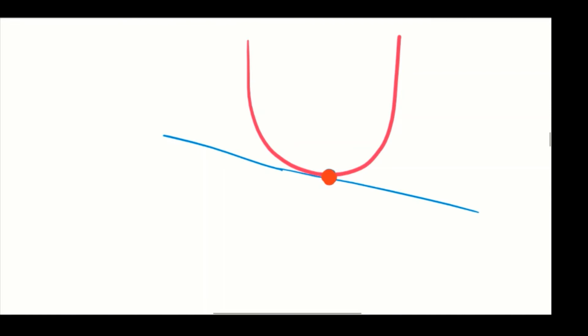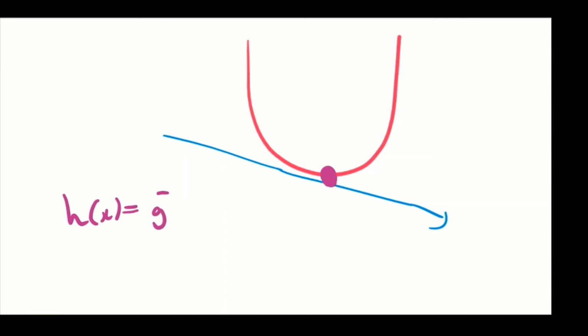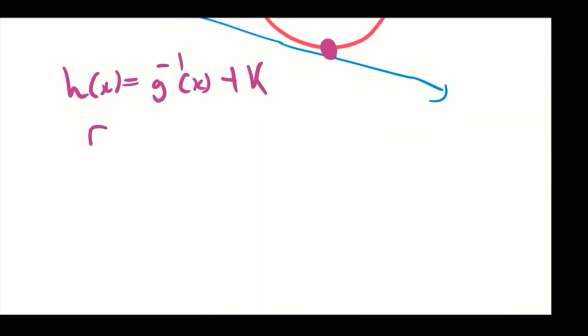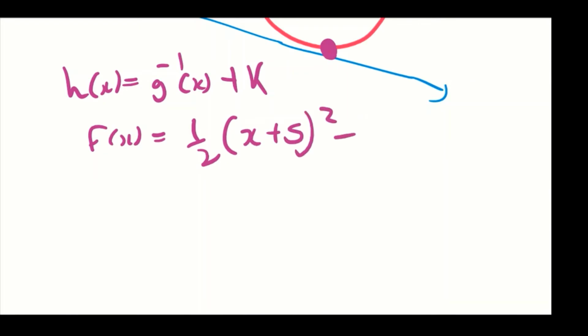So what we need here, we need to identify this point where the graph of h of x and f of x intersect. We need to identify that point, the very same point. So how are we going to do that? We are given that h of x is equals to the inverse of g plus k, right? So, and we know that f of x is equals to 1 over 2 into x plus 5 squared minus 8, right?